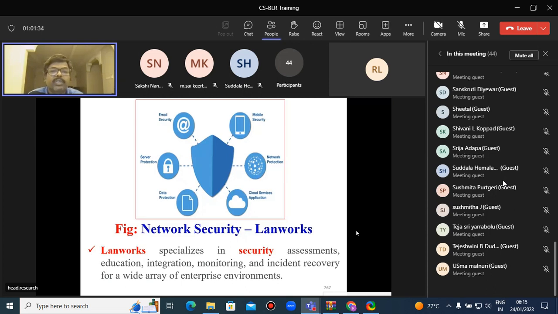Then data protection. Data is a raw material, and it is a huge volume of data you are storing in the system, server or data center. How you are providing the security at the data level? Then server protection. A server is a specialized computer with high computing power and configuration. How you are providing security for the server?